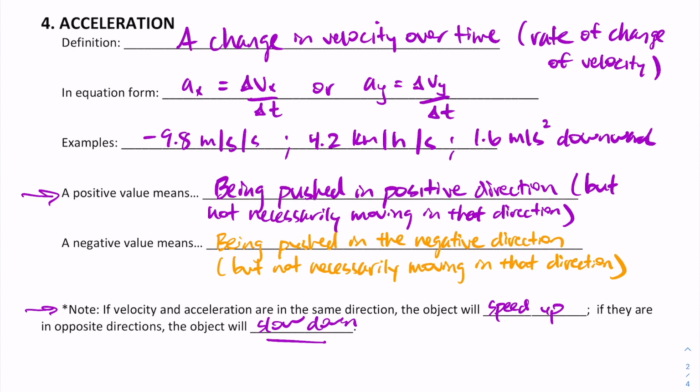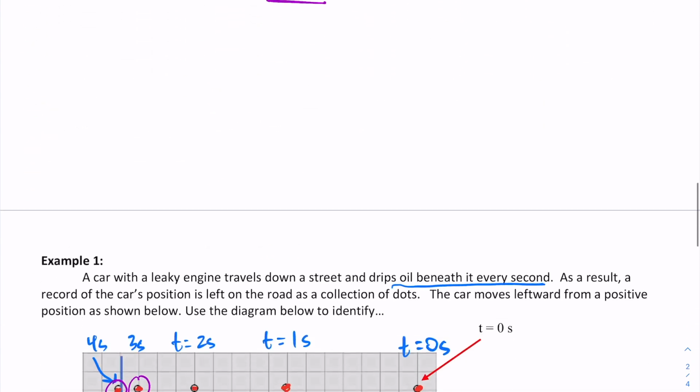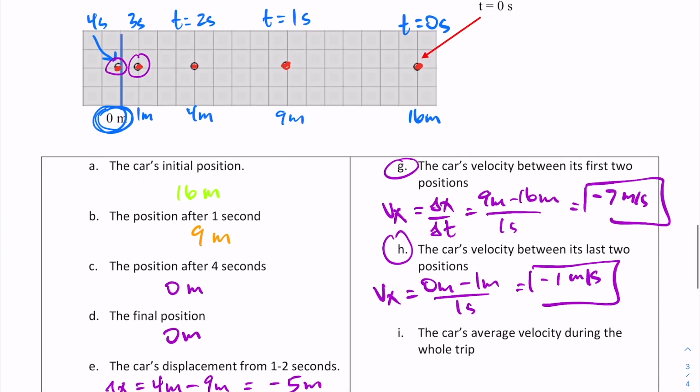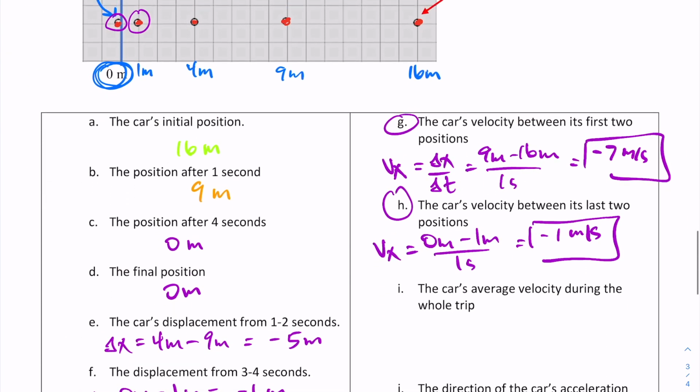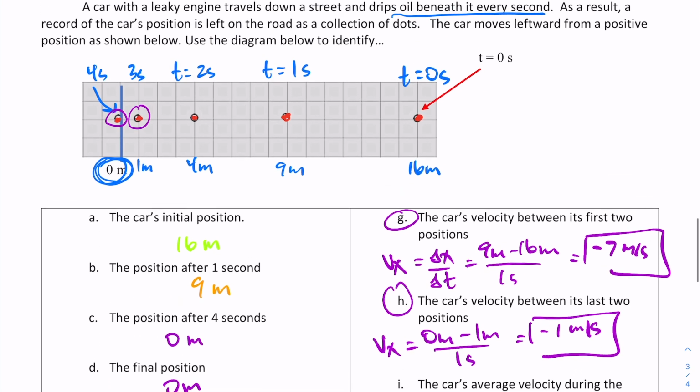So if velocity and acceleration are in the same direction, the object is going to speed up. That's what happens when you step on the gas pedal of your car. Your velocity and your acceleration are in the same direction. But as soon as you hit the brakes, you start accelerating backwards. You're being pushed backwards by friction with your brakes, and so you slow down. Let's take a look at how to identify the direction of acceleration at the end of example 1.